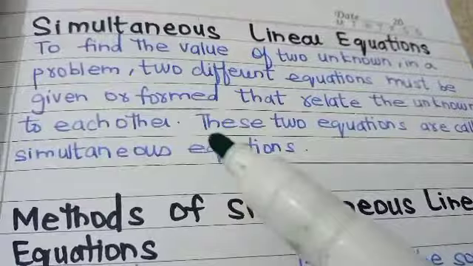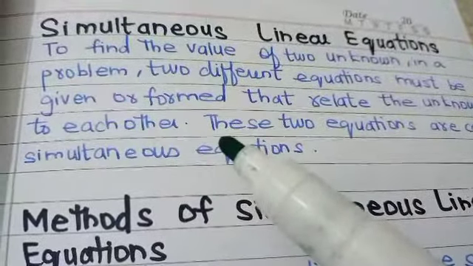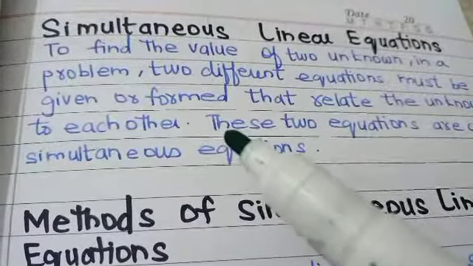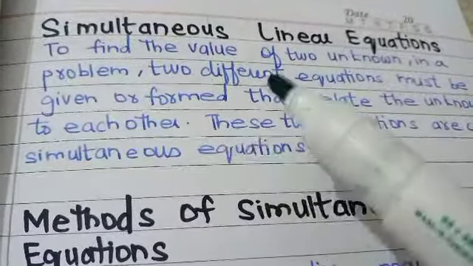What are simultaneous linear equations? Just look at the definition first. To find value of two unknowns in a problem, two different equations must be given or formed that relate those unknowns to each other. Before, you have solved equations in which one variable was given, but now in simultaneous equations you will see that two different variables will be given, and to solve two different variables you should have two different equations as well, and those two equations are called simultaneous equations.